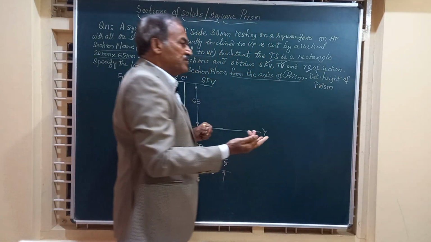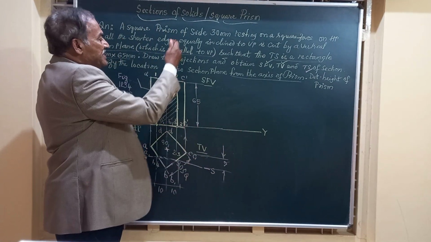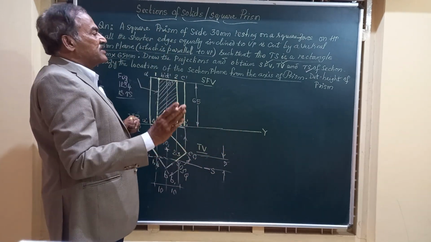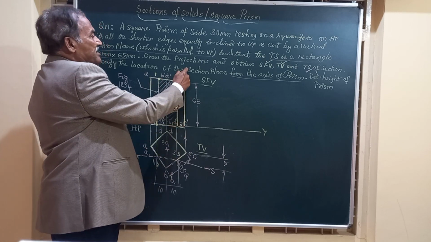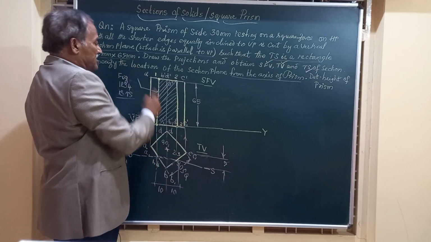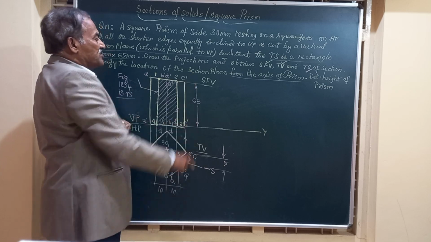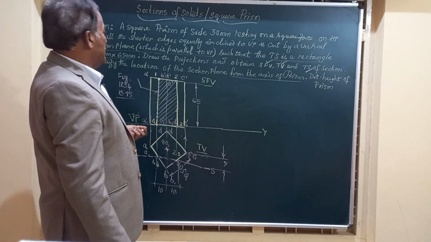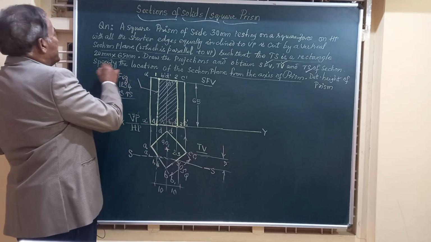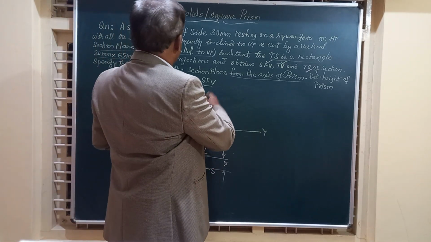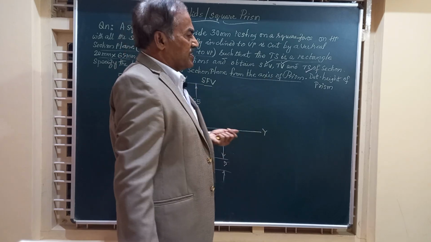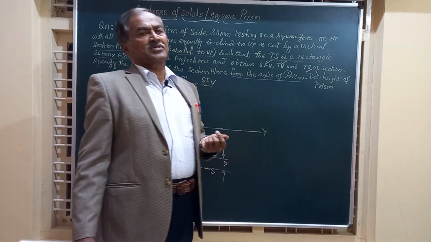Determine the height of the prism. I told you the height depends on the size of the rectangle. If it is 70, height will be 70. If it is 100, 20 by 100, this is going to be 20, and this is going to be 100. Friends, we have completed the sectioning and getting all the required views as per the problem specification.